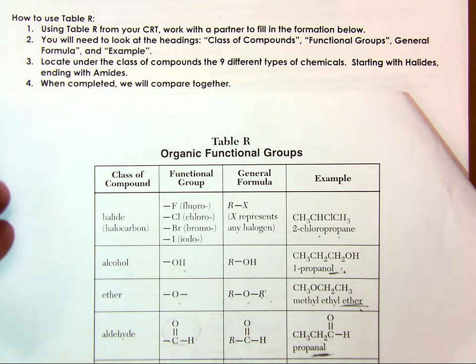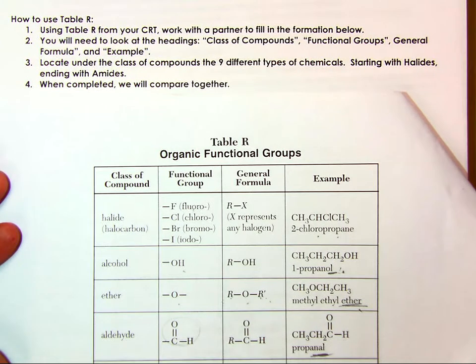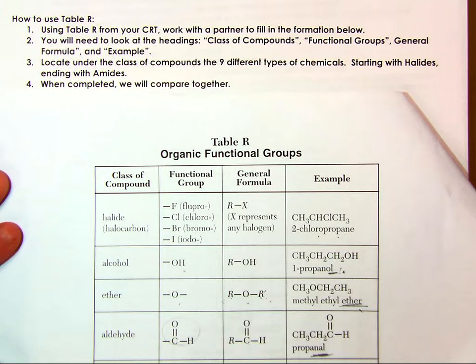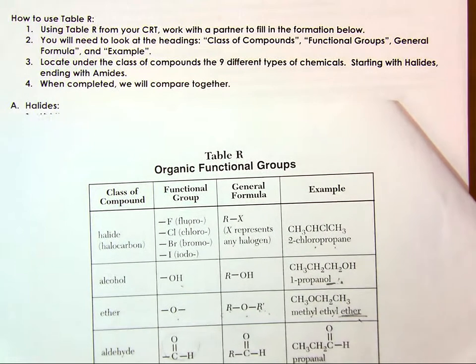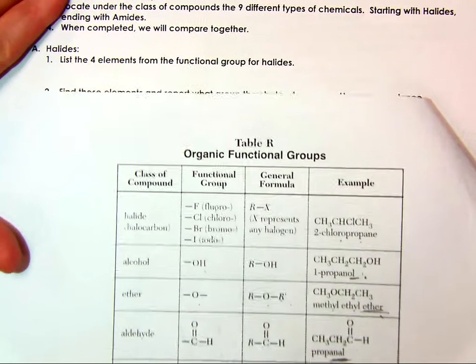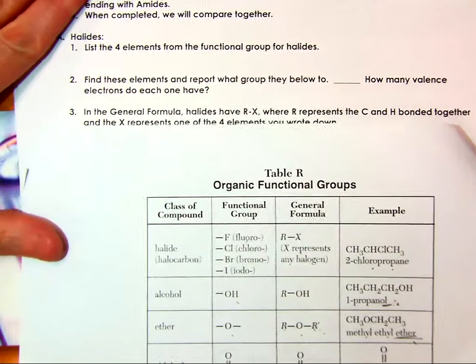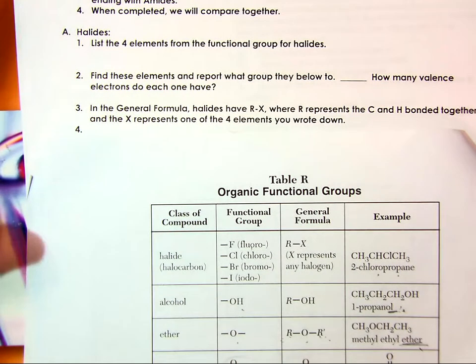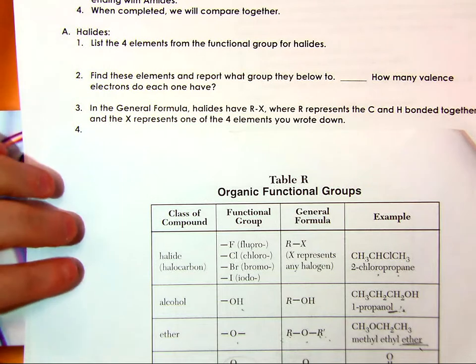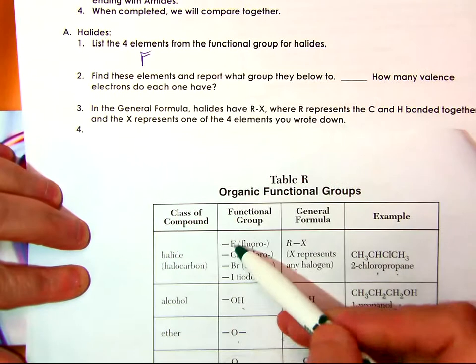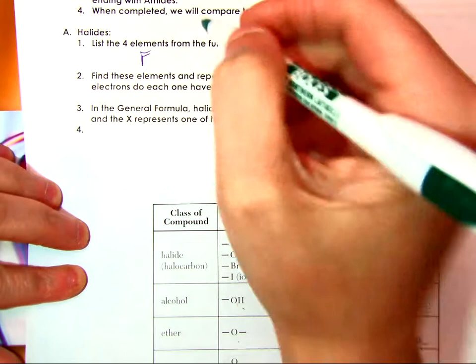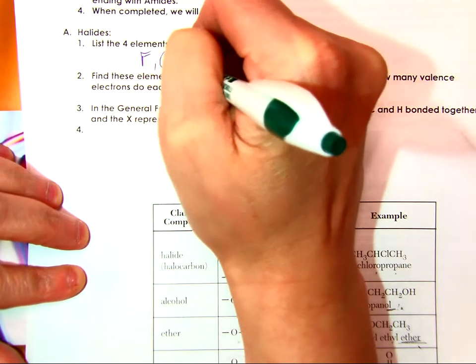Okay. So once you've looked through this, as we've done, we're going to locate each class of compounds as we go. Let's start with the halides, and this is going to be broken up into multiple different videos just because there are 9 different functional groups that you should be able to understand. Most of this information can be gathered from your reference table. There are 4 elements from the functional group of the halides. That's going to be, as it says, fluorine, chlorine, bromine, and iodine.